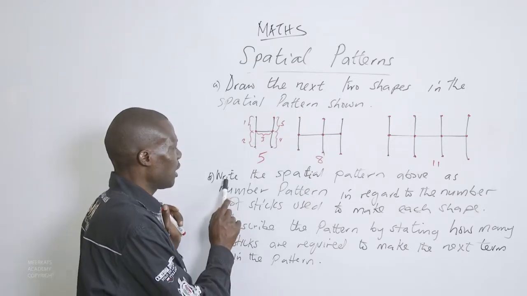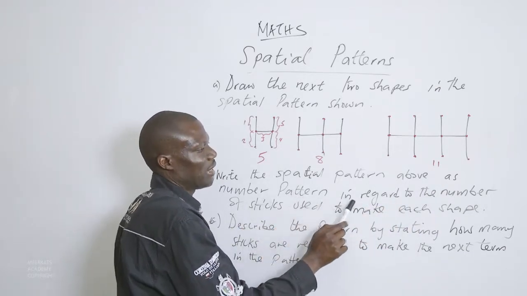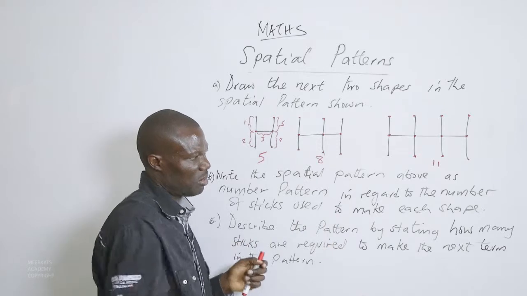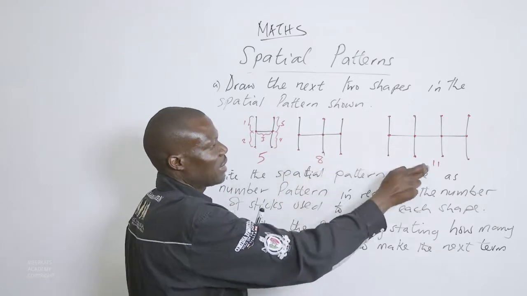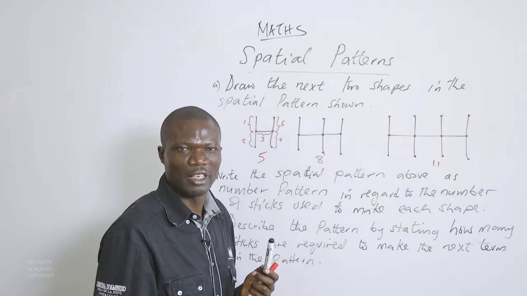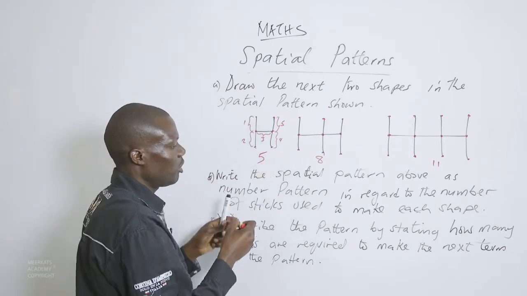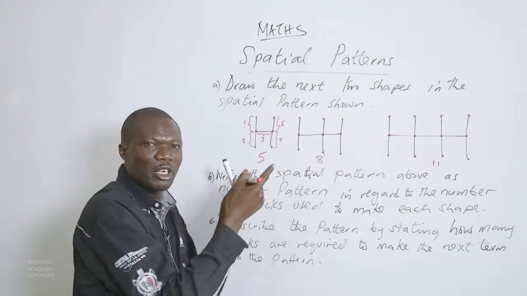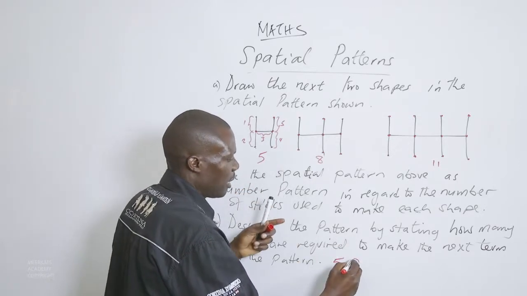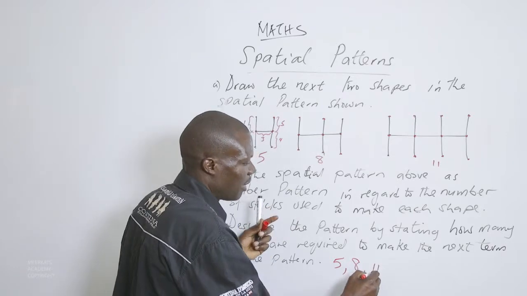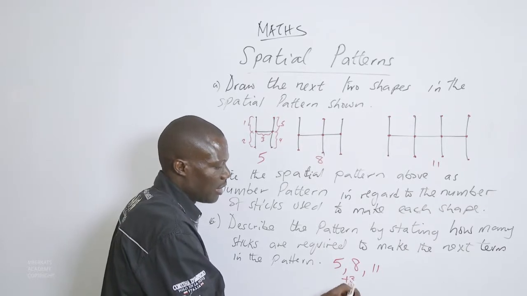Here, this question is saying, write the spatial pattern above as a number pattern in regard to the number of sticks used to make the shape. So that question is simply telling us to study this. This is 5, 8, and 11. So let us start with question B. To write the spatial pattern as the number pattern, it is 5, then 8. We are just counting the sticks. Then 11. The relationship is that from 5 to 8, we are adding 3.